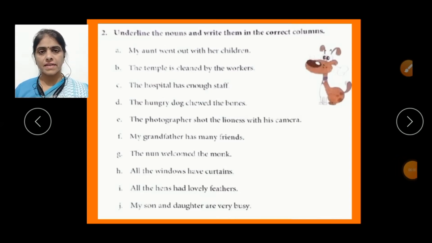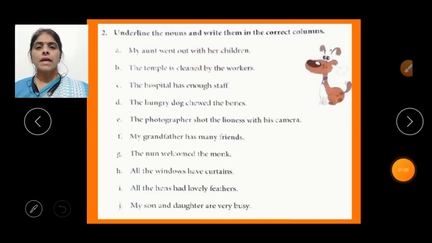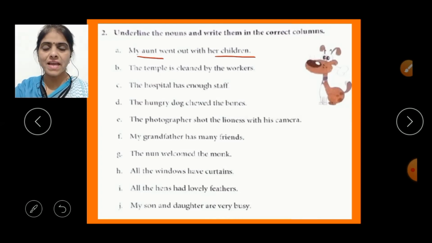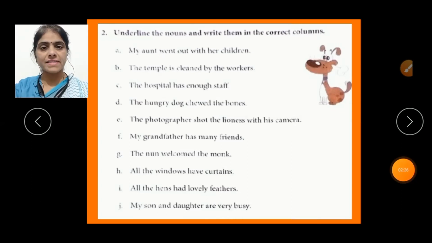The first sentence is, my aunt went out with her children. In this sentence, aunt and children both are nouns. As aunt refers to female, it belongs to feminine gender. And children, which is used for both males and females, belongs to common gender. Now let's have the second sentence.